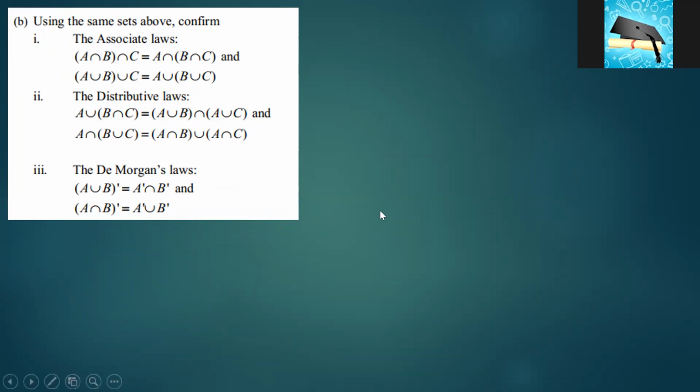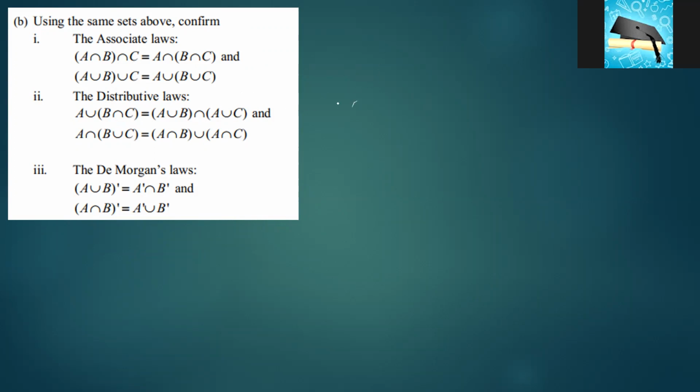Okay. So they're saying using the same sets above, confirm the associative law that A intersection B intersection C is equal to A intersection B intersection C. So I'm not going to solve all the questions on this one. I'll only solve, I think, one question on each question here. Yeah, and then the remaining ones you can do as a practice exercise.